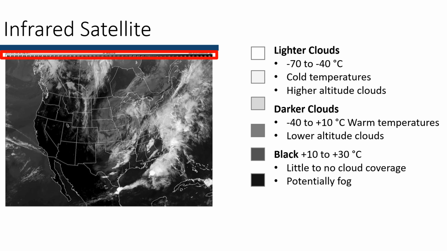Black indicates very warm temperatures, such as that of the Earth's surface, and therefore indicates little to no cloud is present. However, fog may still be present because the temperature of fog is nearly the same as the temperature of the ground, so fog would not be visible on the infrared image. Areas of black range from +10 to +30 degrees Celsius.